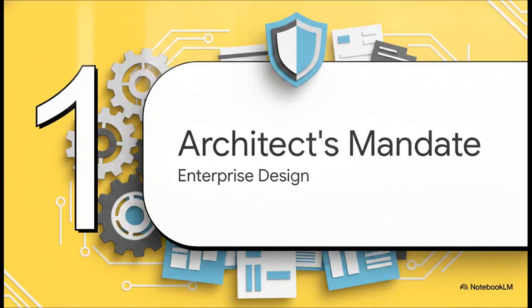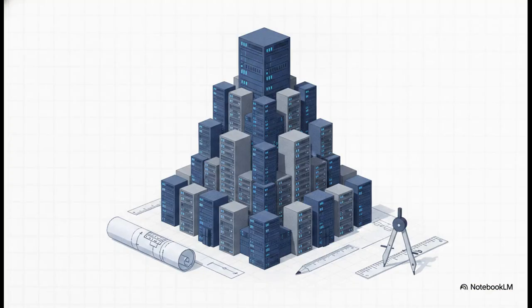Moving right along to Section 1, the Architect's Mandate, focusing on enterprise design. Let's get right to it. Your primary mandate is crystal clear. You have to design and implement security monitoring solutions at a true enterprise scale. Not just talk about it in theory, not just conceptually understand it, but you actually have to build it. Every single thing we discuss from this point forward is completely in service of this one central mandate. You literally have to prove you can build a solution that's robust enough to handle the immense, sprawling scope of a modern enterprise.